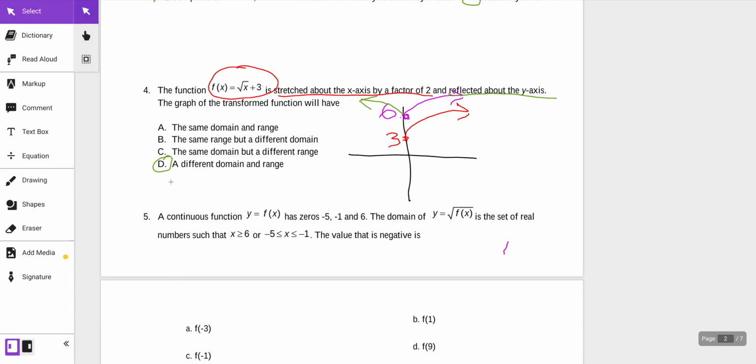The key there is realizing that my first function was root x plus 3. So it was off of my regular function at 0, 0.